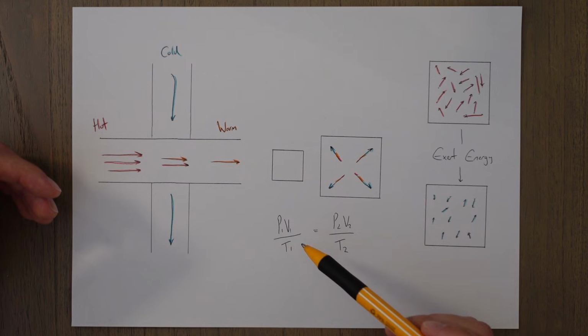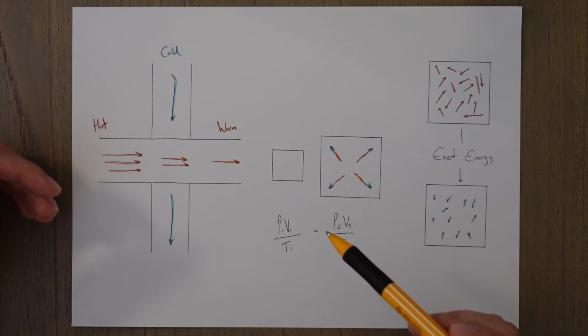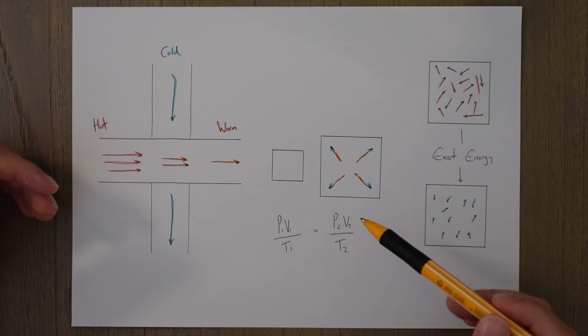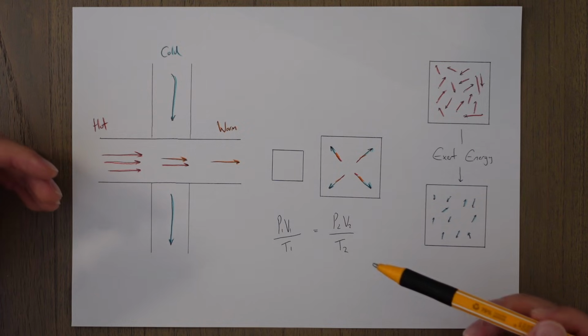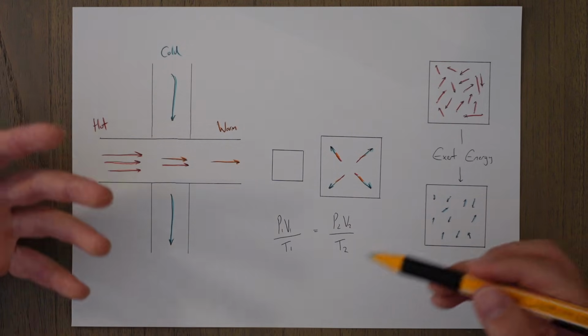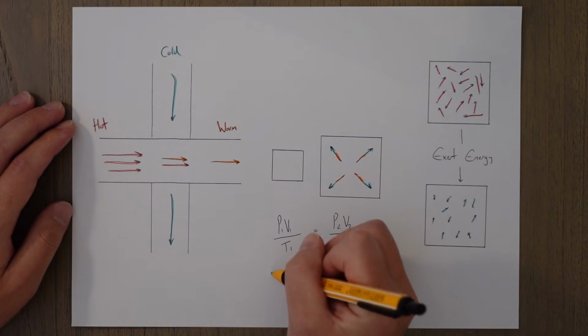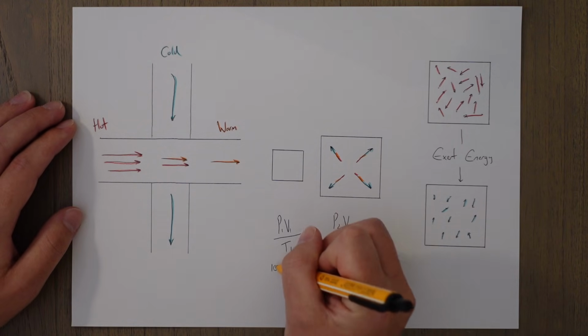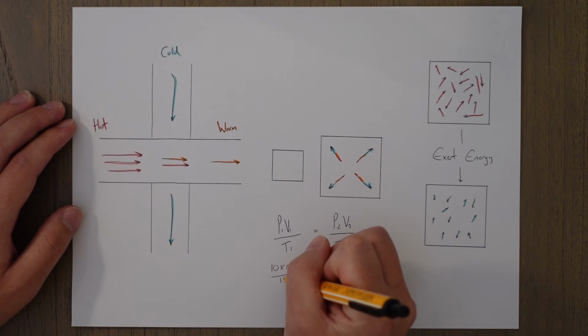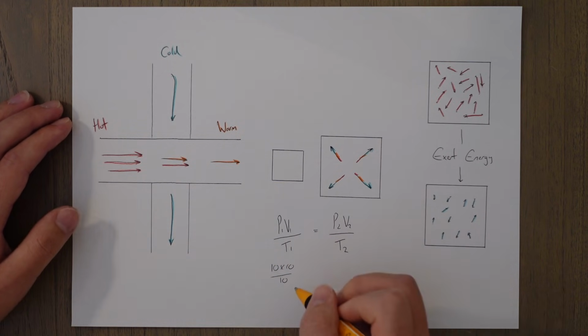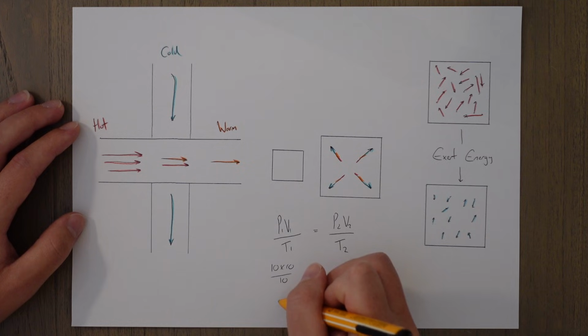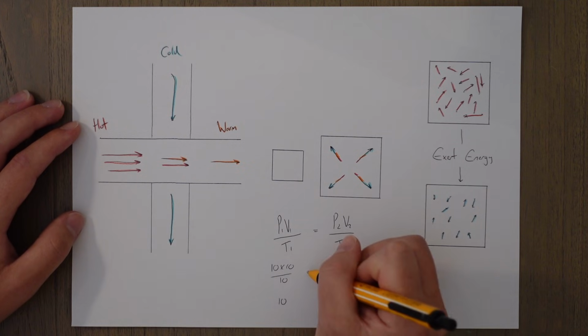The combined gas law says that P1 V1 over T1 equals P2 V2 over T2. So if we just add some numbers to that, we can see the sort of thing that will happen. If we say in this left-hand side that we've got 10 times 10 over 10, which is going to equal 100 divided by 10, which is 10, okay?